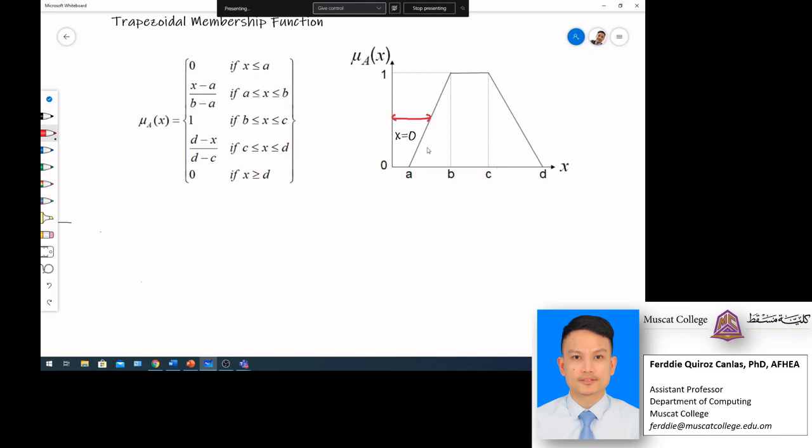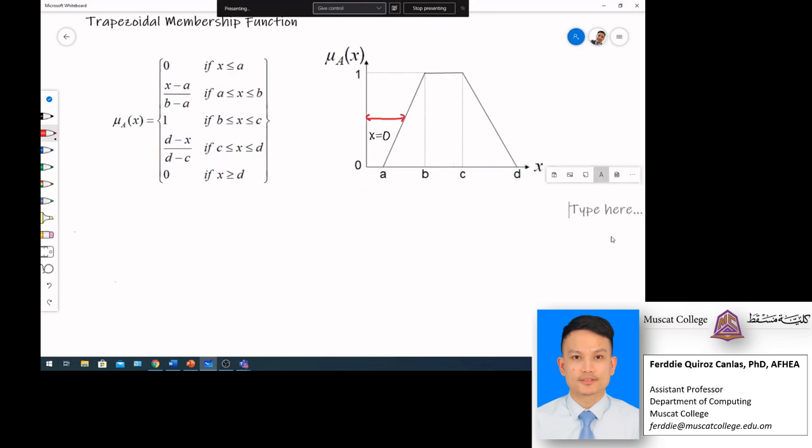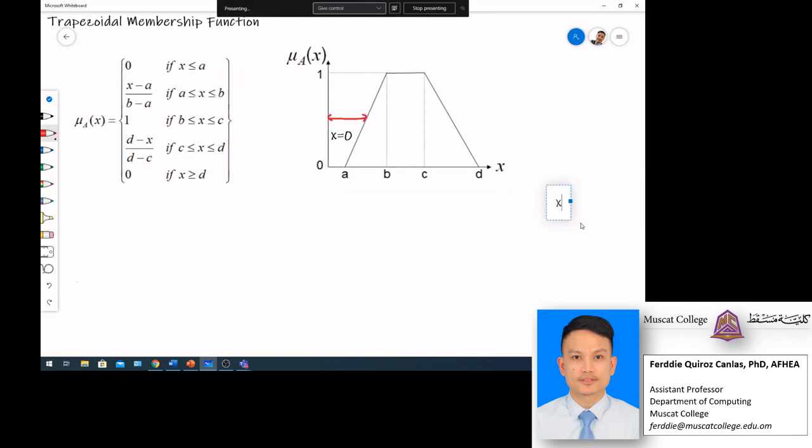Same thing, if my x resides on this side, it becomes 0 if it is located outside here, so it will automatically be 0.